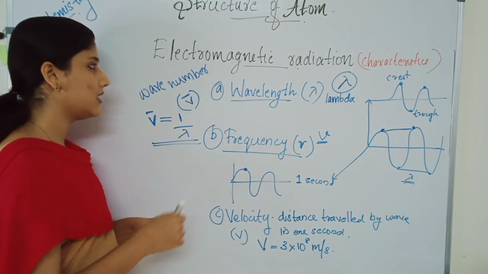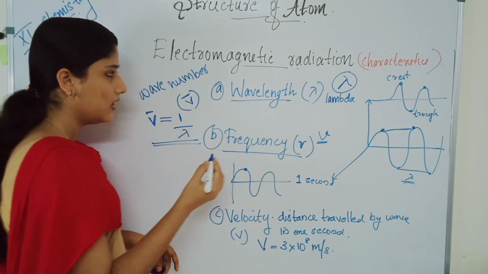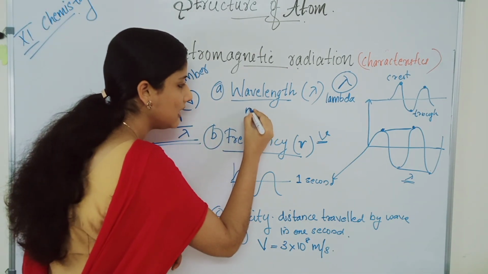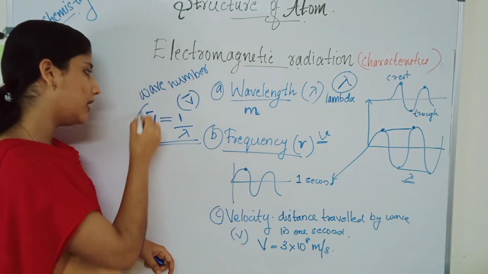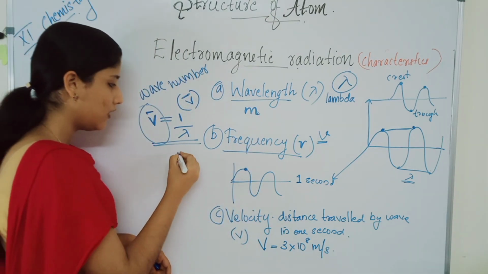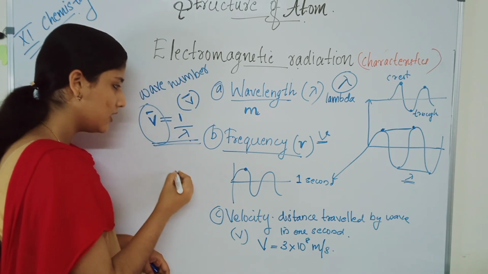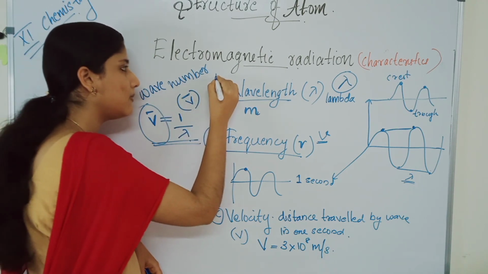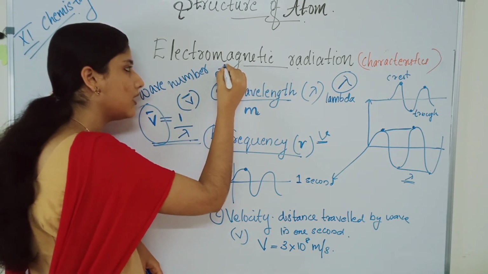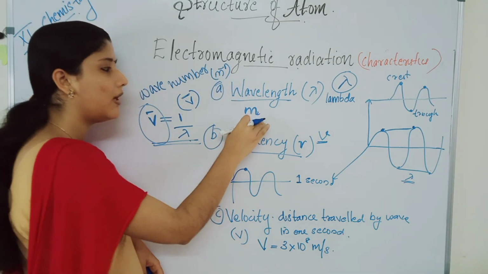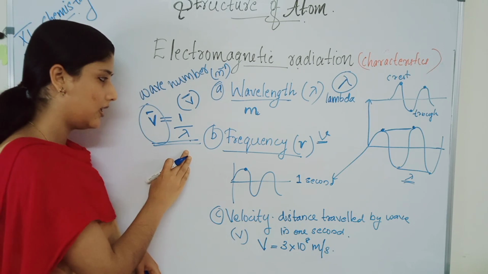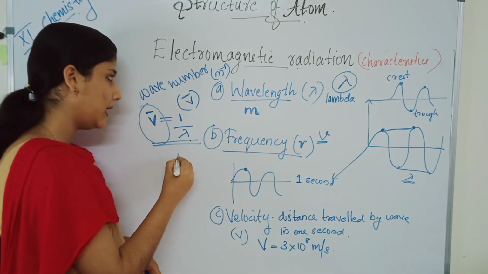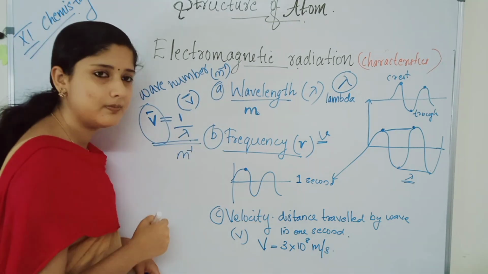And the unit is what? Meter inverse. The unit of wavelength is meter. So what will be the unit of wave number? It will be 1 by λ, isn't it? So the unit of wave number is meter inverse. Unit of wavelength is meter. What is wave number? Reciprocal of wavelength. So the unit will be meter inverse.